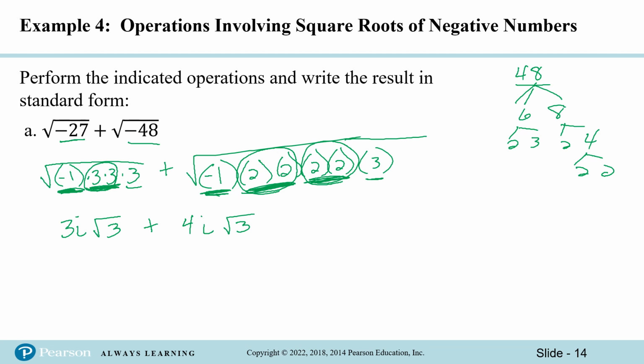Okay, to be able to combine these, since one of them has an i, the other one has to have an i. Since this has a square root of 3, this one has to have a square root of 3. They have to be like terms, which they are. So we can add the 3 and the 4, and get 7i square root of 3.